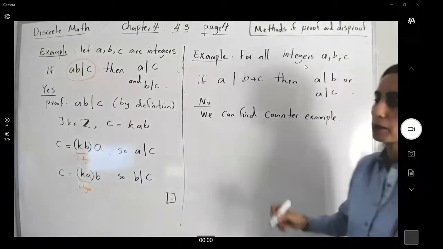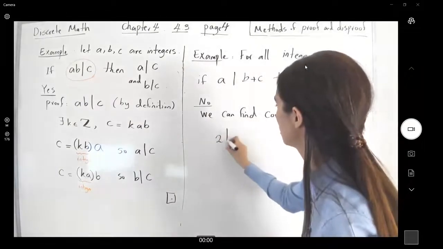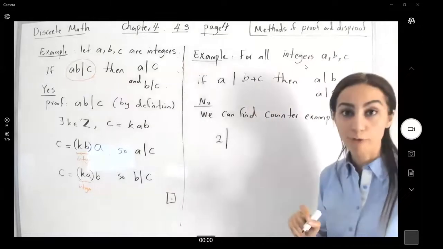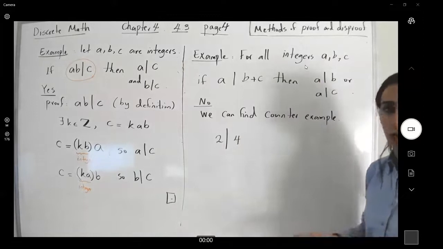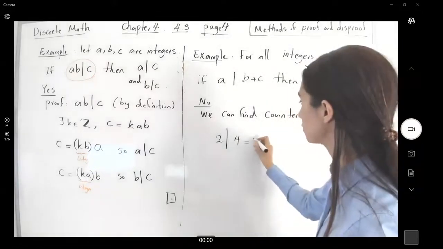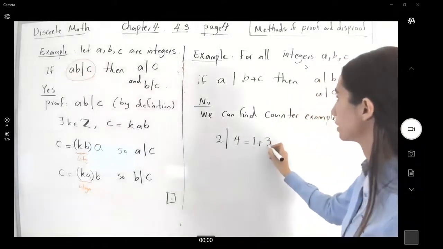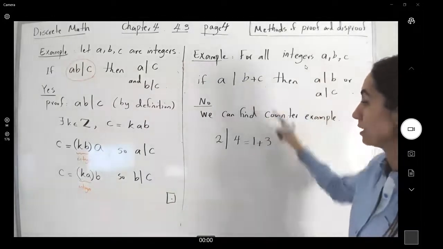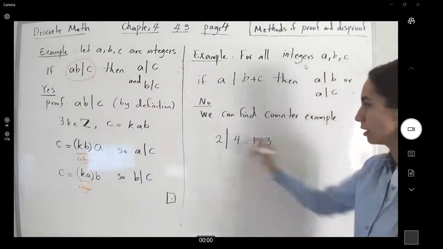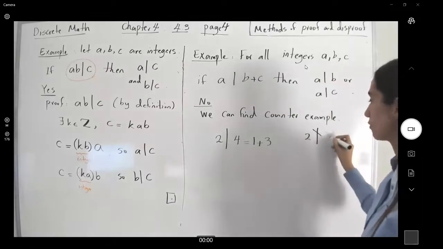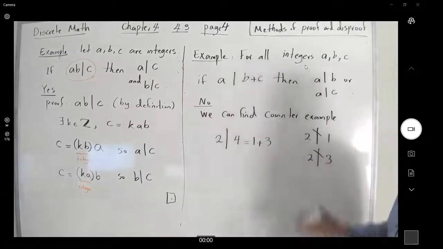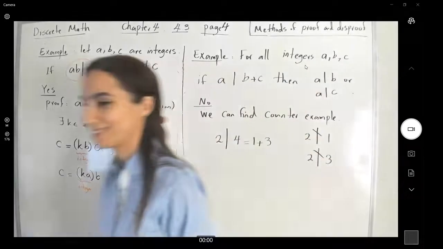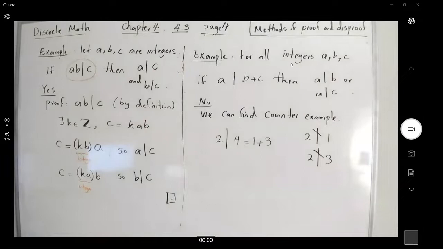So think about it this way. 2 is a factor of 4. This is true, of course. 4 can be written as 1 plus 3. So B is 1, C is 3. But 2 doesn't divide 1, and 2 doesn't divide 3. So we can use tons of different counterexamples here.